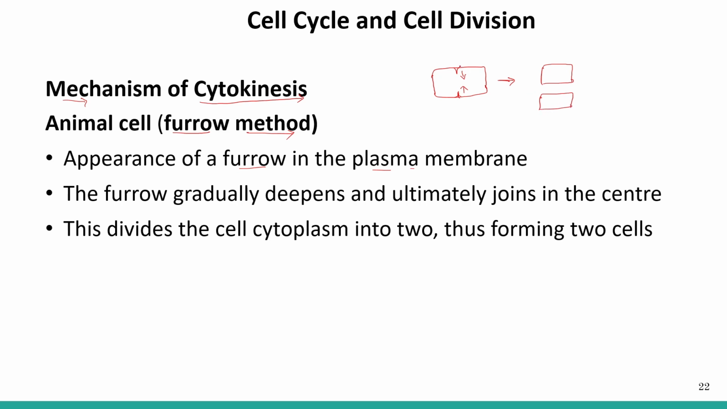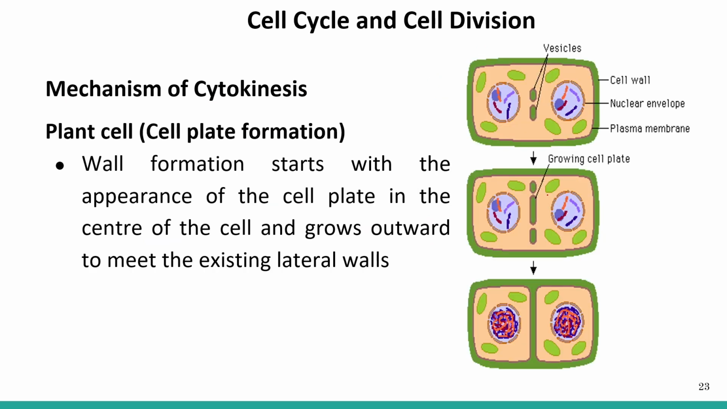Okay, so there is an appearance of a furrow initially in the plasma membrane. This furrow gradually deepens, means moves towards the inwards, okay, and ultimately joins in the center and this divides the cell cytoplasm into two, thus forming two cells. So this is what is happening in the animal cell.